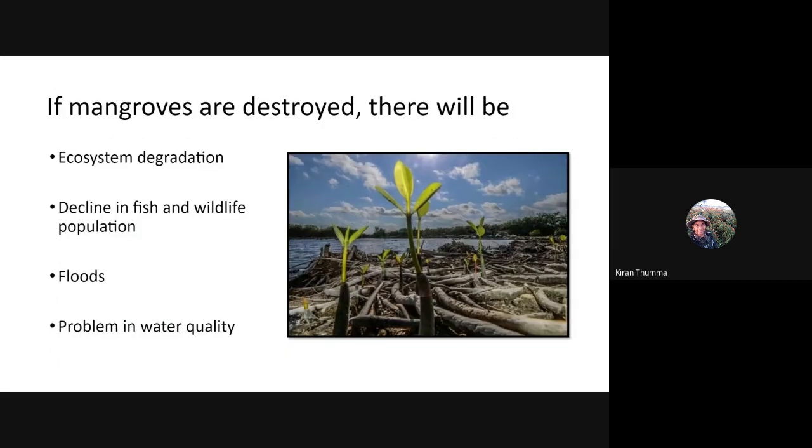If mangroves are lost, there will be ecosystem degradation. There will be a decline in fish and wildlife populations. There will be more floods and waterlogging. Because of their roots and the muddy nature, mangroves filter water and improve water quality. But if mangroves are not there, the filtration system is not there, so there will be more pollution in our sea and in the water bodies.